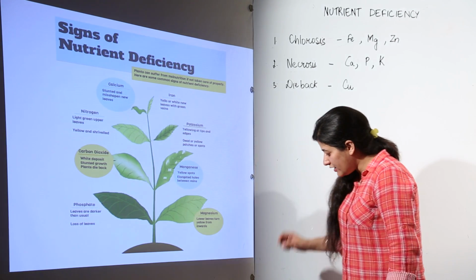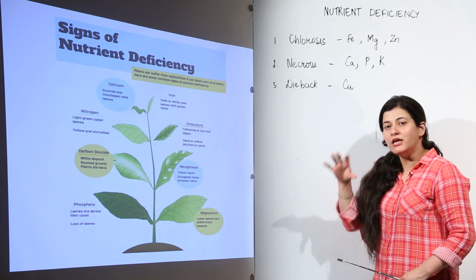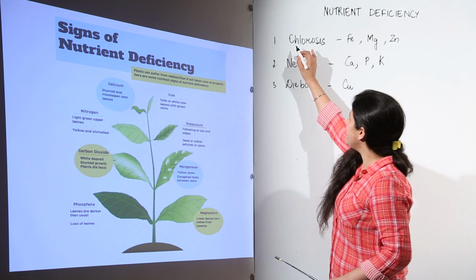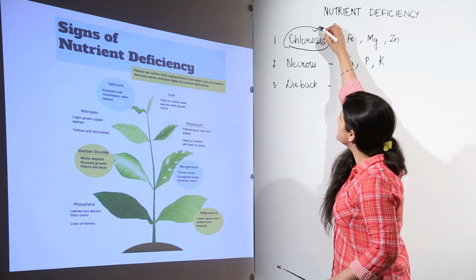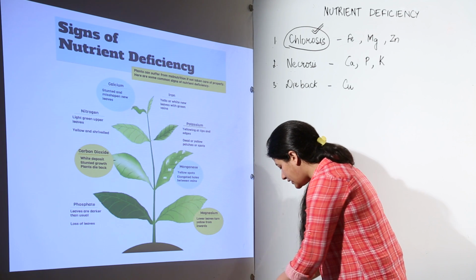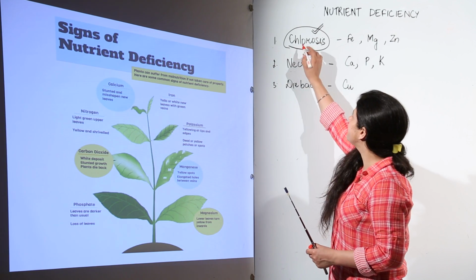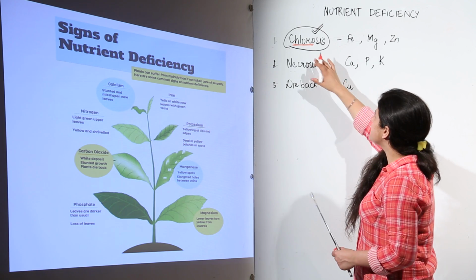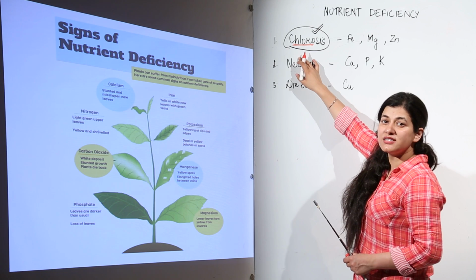On a gross level, we can classify the deficiency symptoms. We are going to discuss in detail the deficiency symptom which each element shows, but at a gross level we have three different types of deficiency symptoms which a plant shows, and the first one is chlorosis. Now as you can see over here, the name suggests it has something to do with chlorophyll, because I have written chloro, something related to color, and this chlorosis is seen in the plant when chlorophyll is deficient.